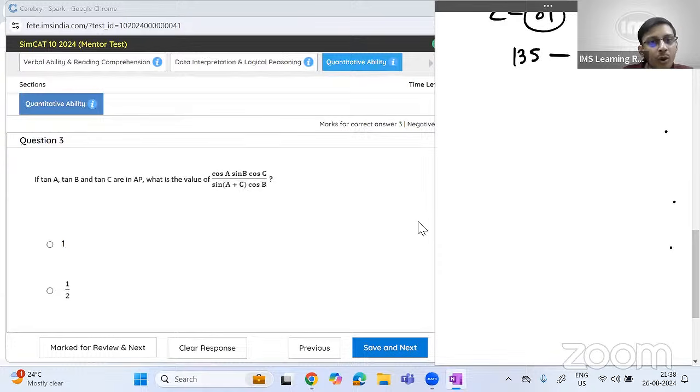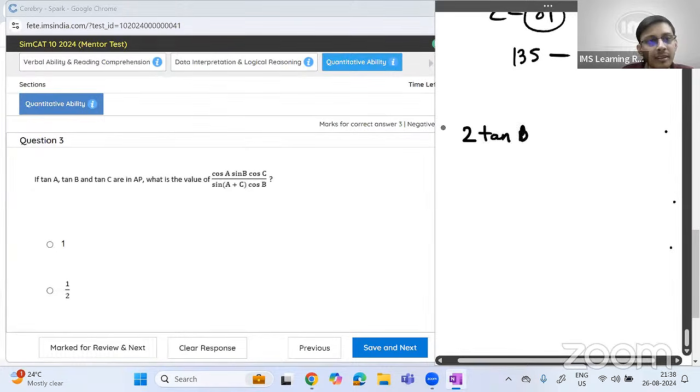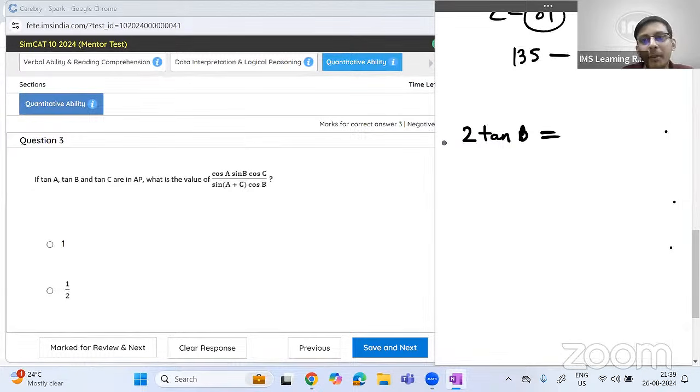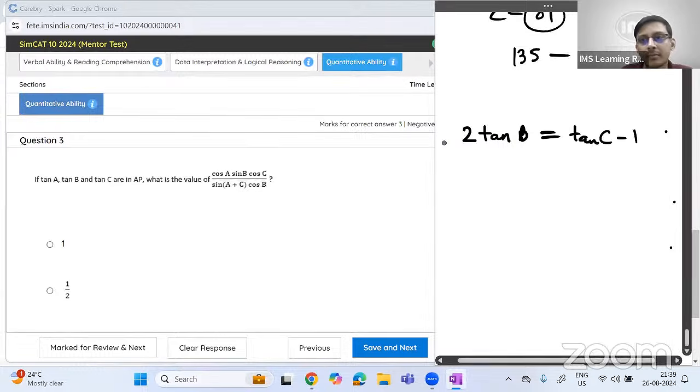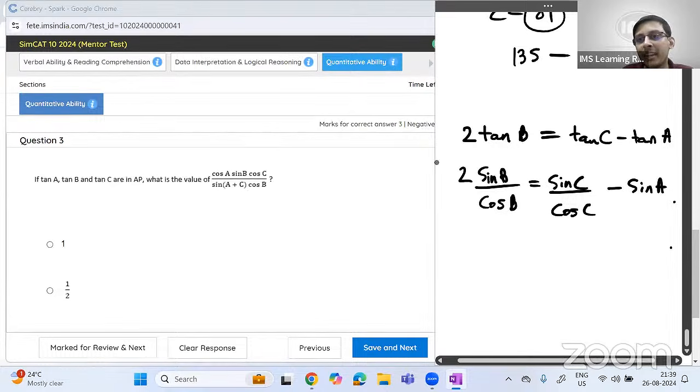What is the value of cos A into sin B into cos C by sin A plus C into cos B? Okay, let's start with the AP part. So if these three are in AP, then 2 times the middle one will be the third one minus the first one. Okay, now this is all we are getting from AP. Now here we have cos and sin. So let's simplify. Sin B by cos B, sin C by cos C, and sin A by cos A.